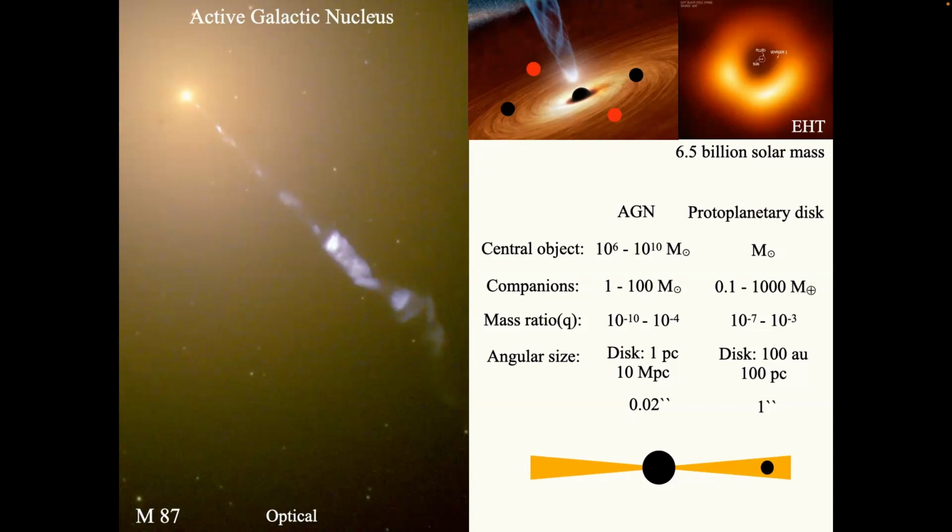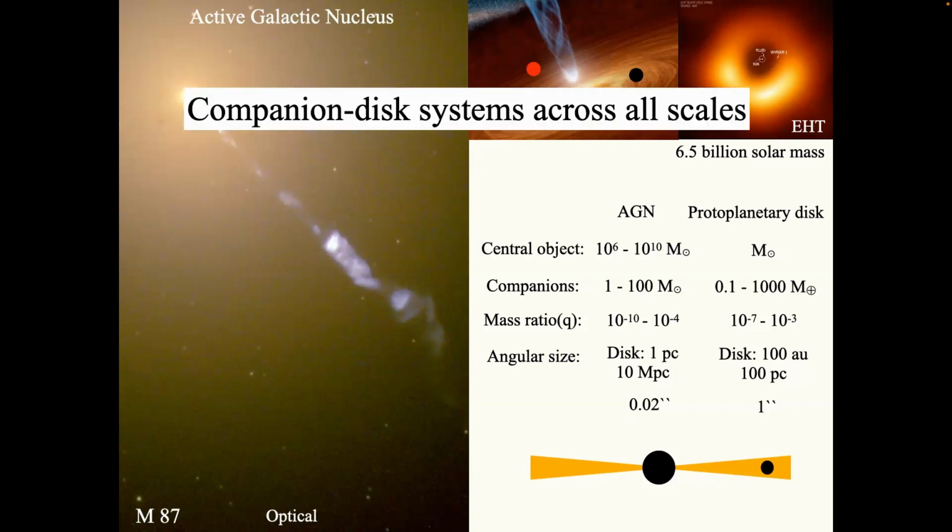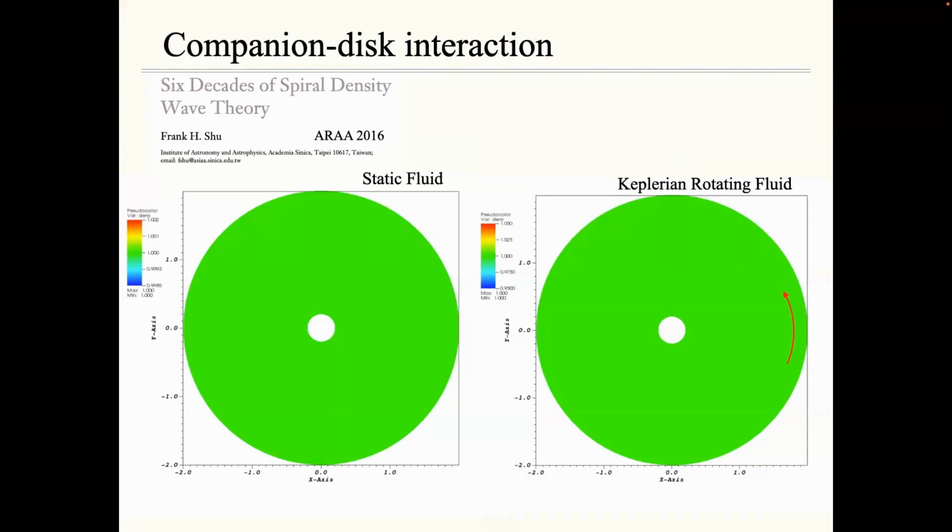Okay. So these are the companion-disk systems across all scales. They share a lot of similarities. So how will the companion and the disk interact? This theoretical problem has been studied over decades. Frank Shu wrote a review called Six Decades of Spiral Density Wave Theory, so it's a very extensive theory on companion-disk interaction.